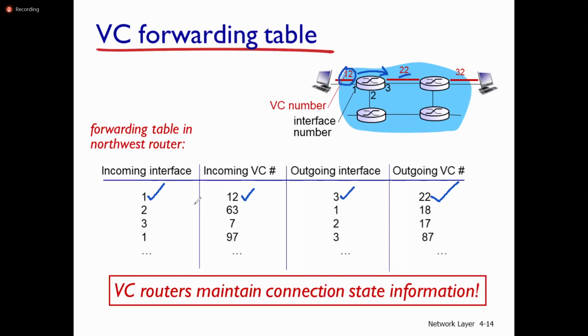Similarly, you can observe another packet coming from interface 2 with incoming VC number 63. It is not mentioned in this scenario, but it goes to output interface 1 with an outgoing VC number of 18. So these virtual circuit routers maintain connection state information. Connection state means which port is connected to which port. That is the responsibility of the network layer, which we call forwarding. So each router maintains a forwarding table.